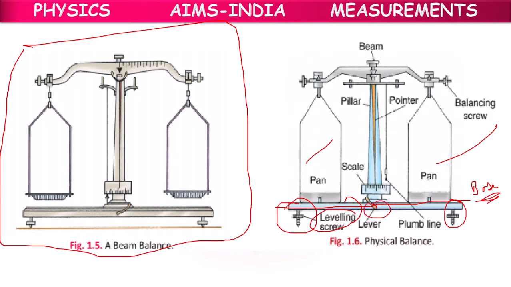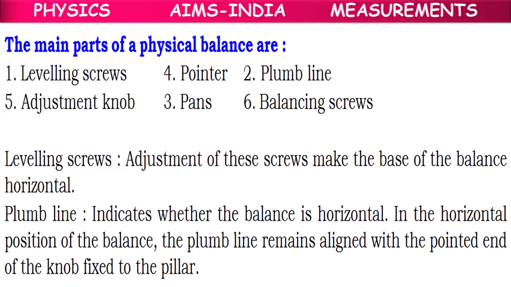This is a lever, and this is a plumb line, which acts like an index line. This is a pointer, this is a pillar, this is the scale, this is a balancing screw, this is the beam. Like that, the physical balance has so many parts. The main parts of the physical balance are leveling screws, pointer, plumb line, adjustment knob, pans, and balancing screws.